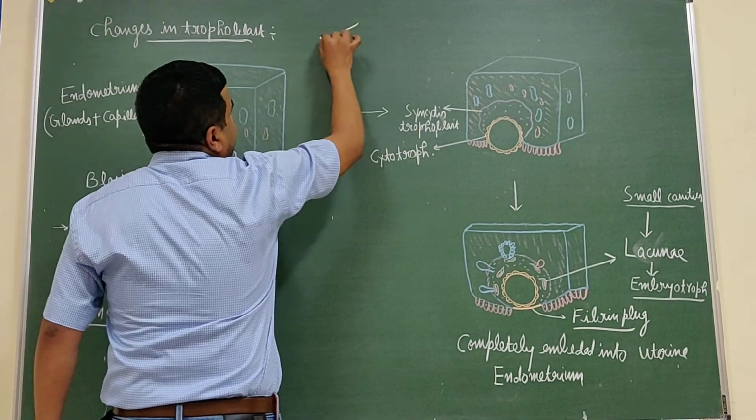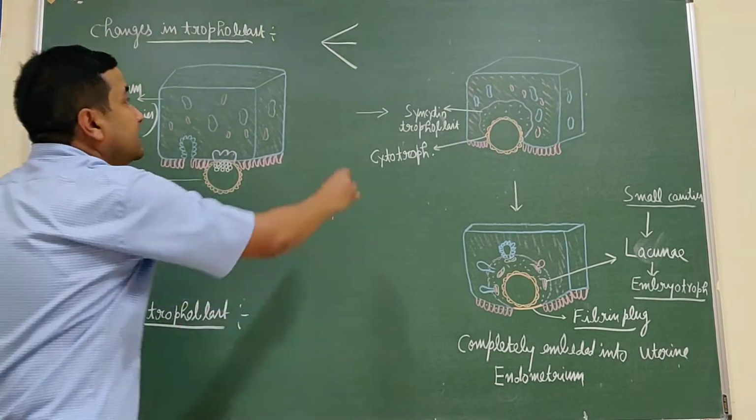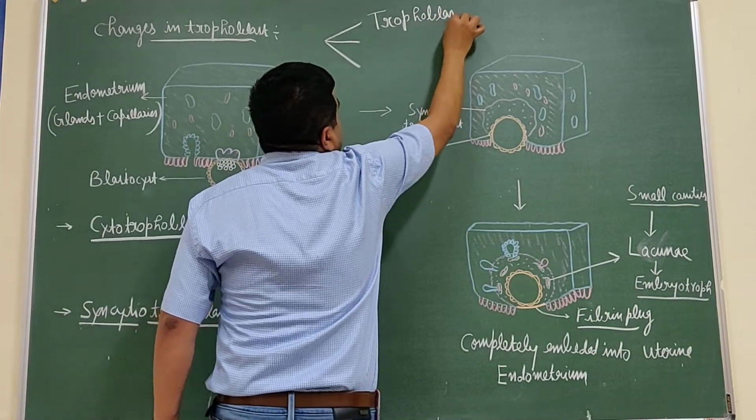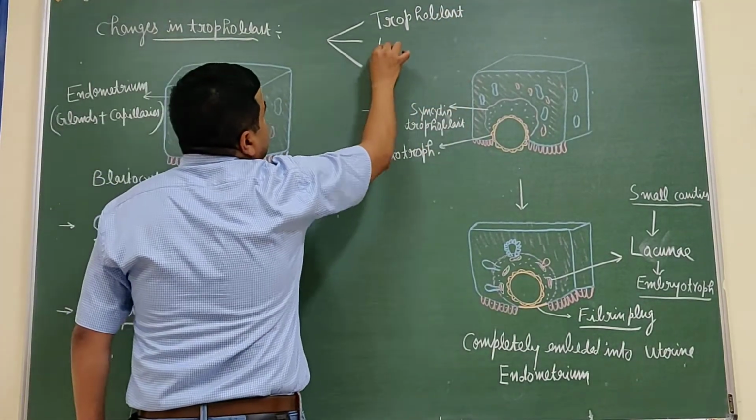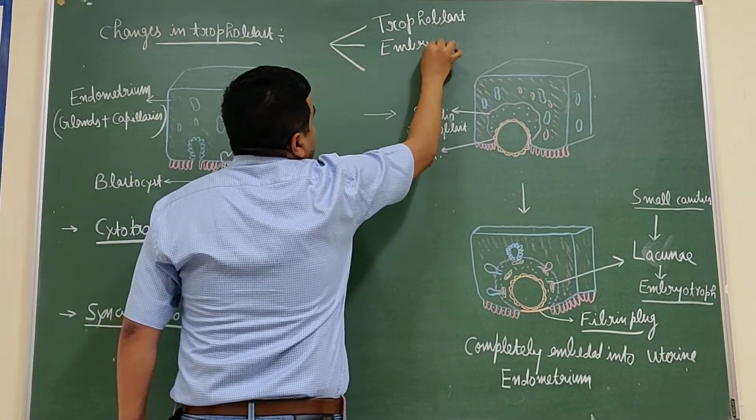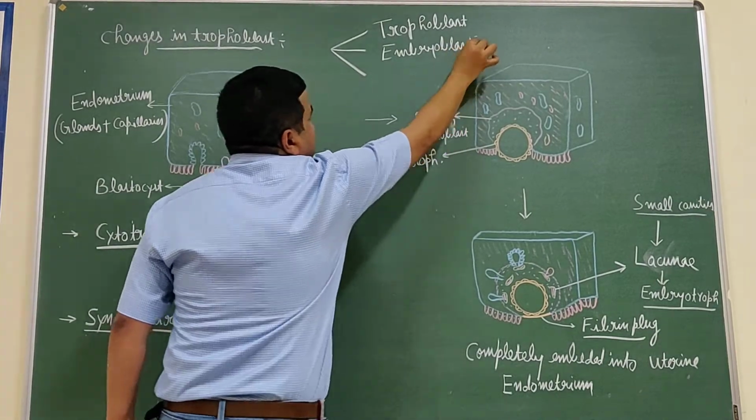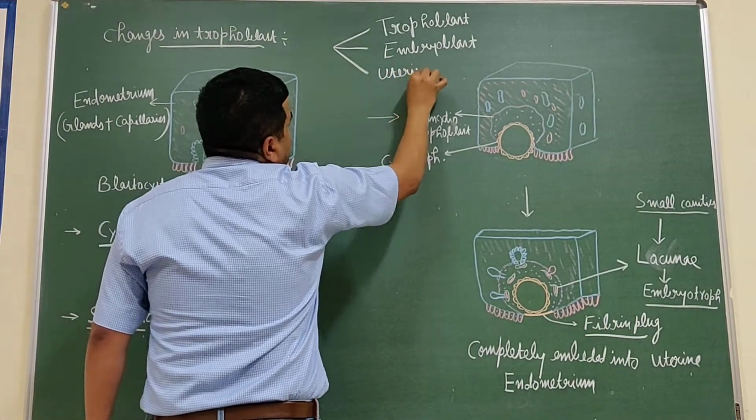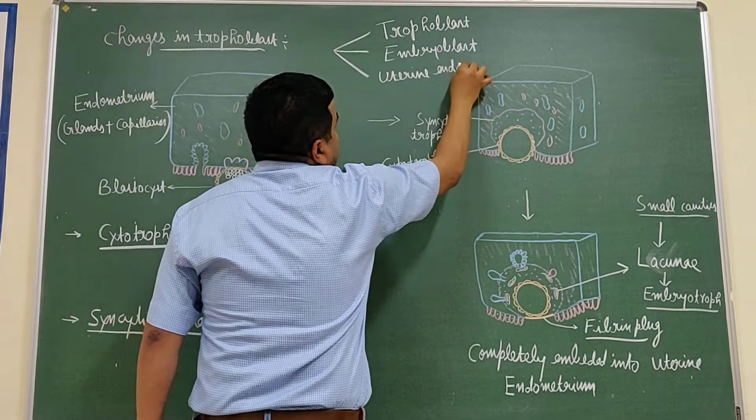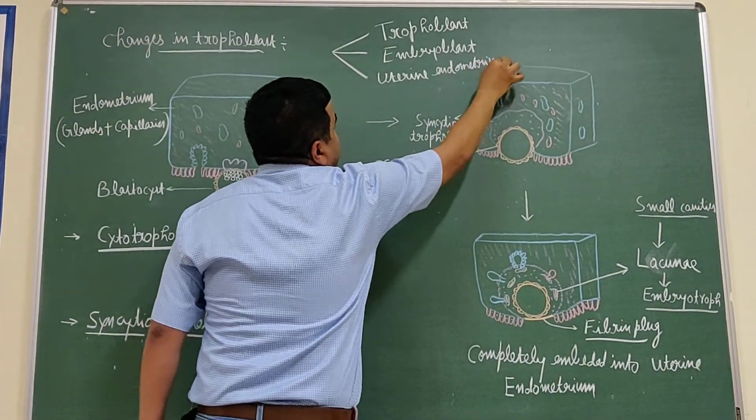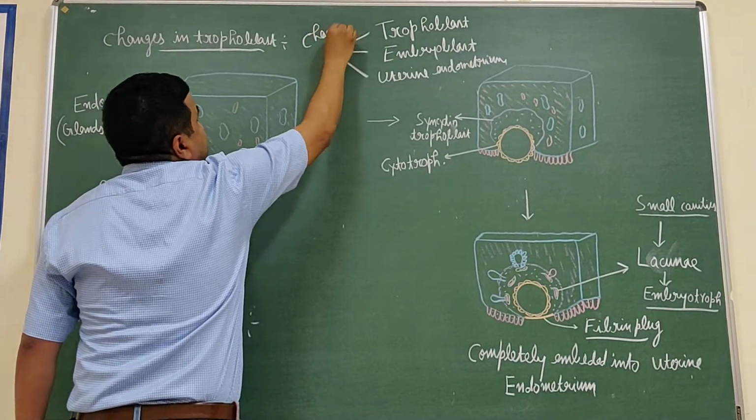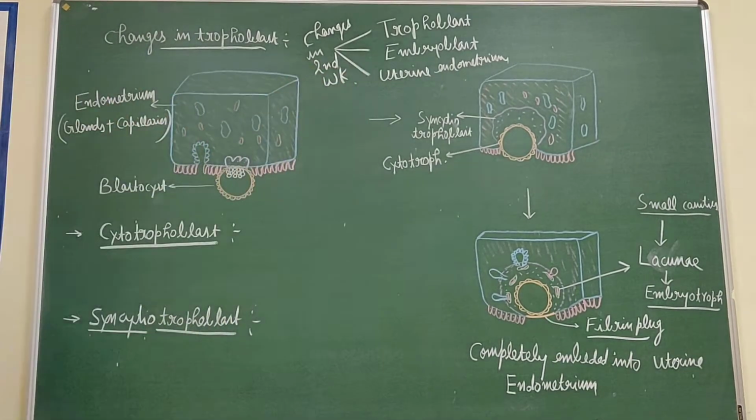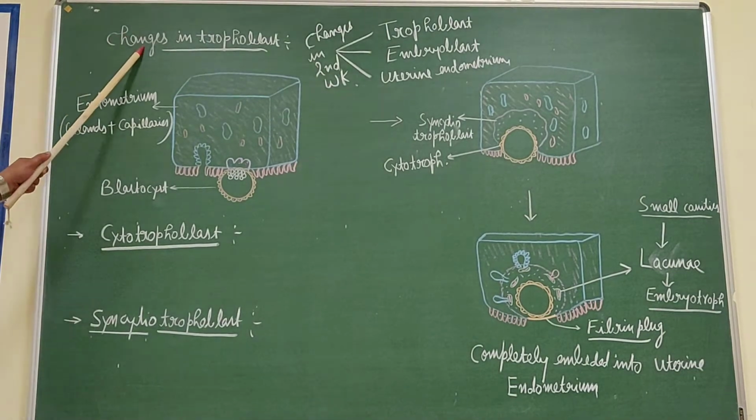Changes take place at three places. It is the trophoblast, then changes in the embryoblast, and then changes occur in the uterine endometrium. Now first, the changes in the trophoblast.